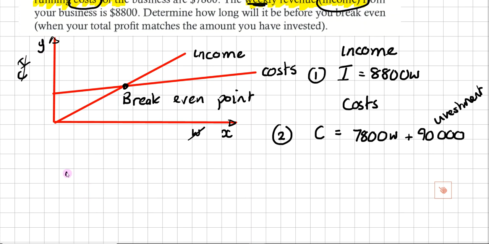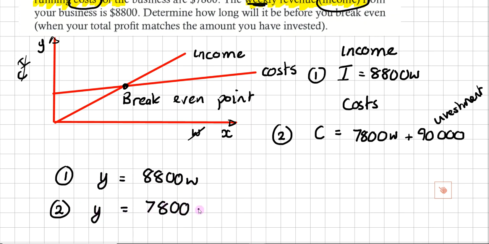So we can then have our two equations as, the first one is Y equals 8,800 W. The second equation is Y equals 7,800 W plus 90,000. Make sense? Now it's in a form we're used to. We don't have to stick to any particular letters. So that's what I've done.